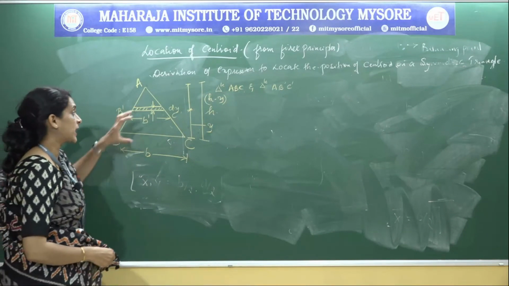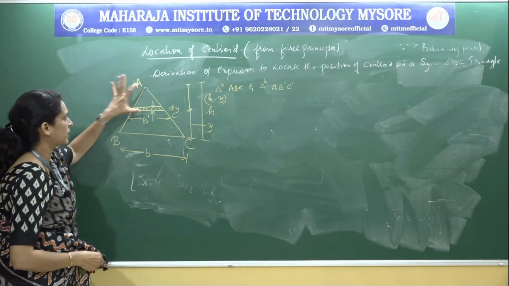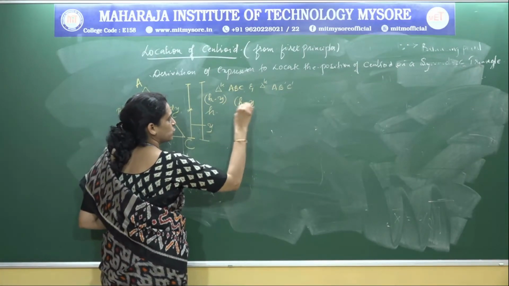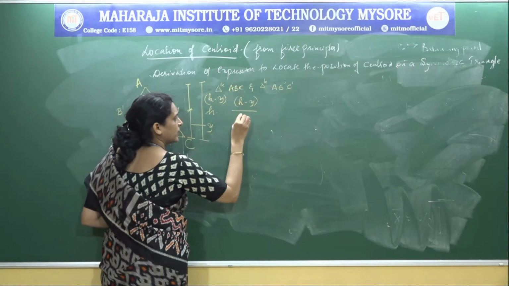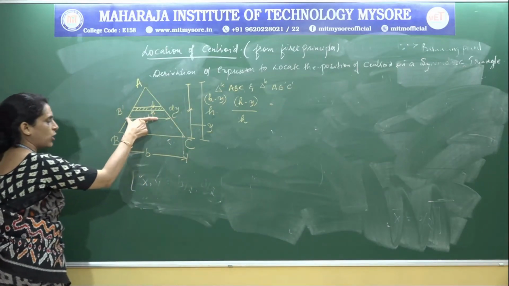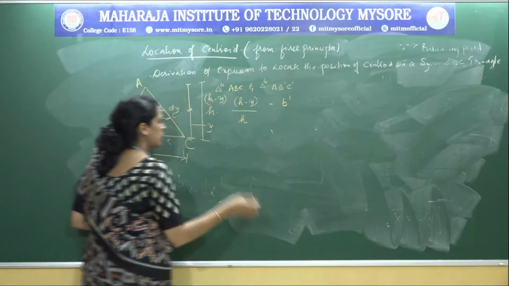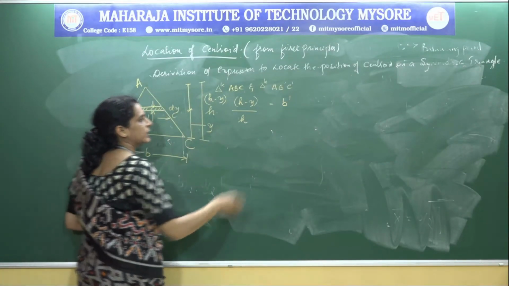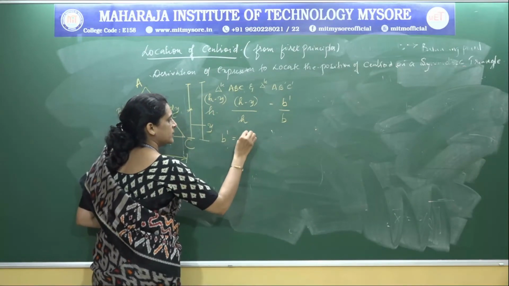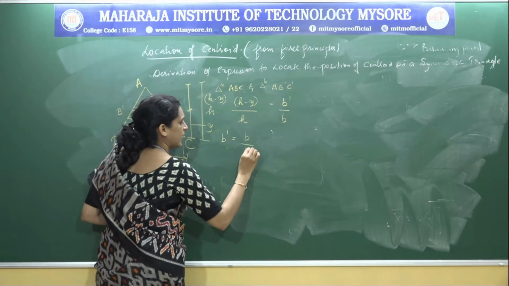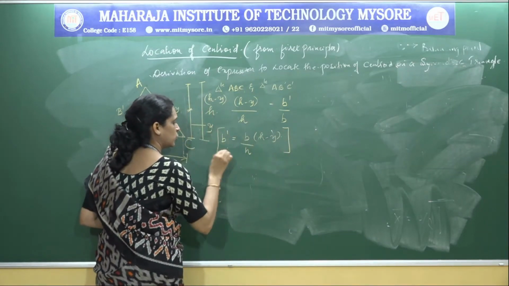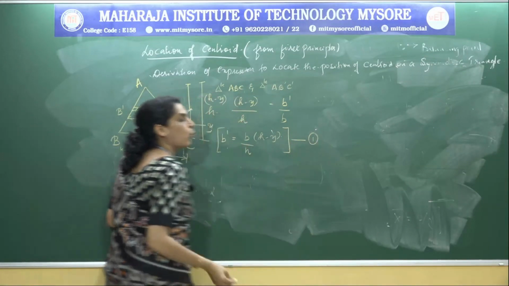So now we shall compare the height of the smaller triangle and the bigger triangle. So height of the smaller triangle is H minus Y and height of the bigger triangle is H, while the base width of the smaller one is B dash and the base width of the bigger triangle is B. So now by cross multiplication, B dash is equal to B by H into H minus Y. We shall note this expression as 1.